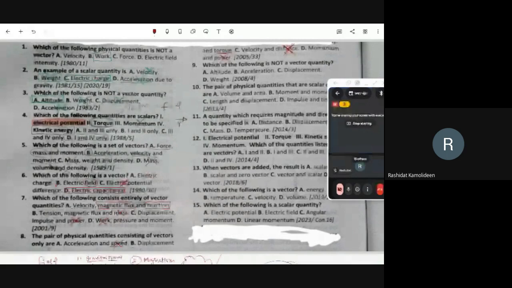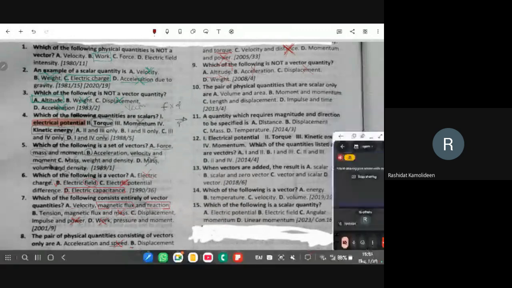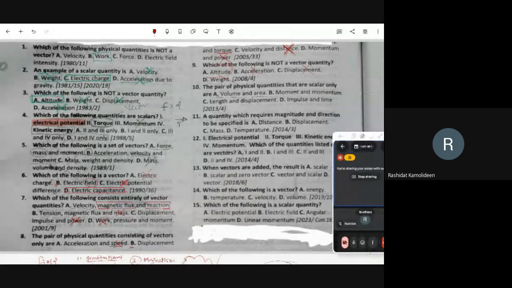Question 9. Which of the following is a vector quantity? Altitude is not a vector. This is a vector. This is a vector. A pair of physical quantities that are scalar only: volume and area. That's the answer. Length and displacement, this one, no. Impulse and time, impulse, no. So the correct answer is volume and area. Are we together, guys?